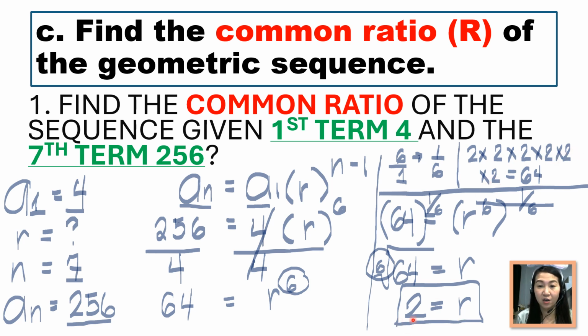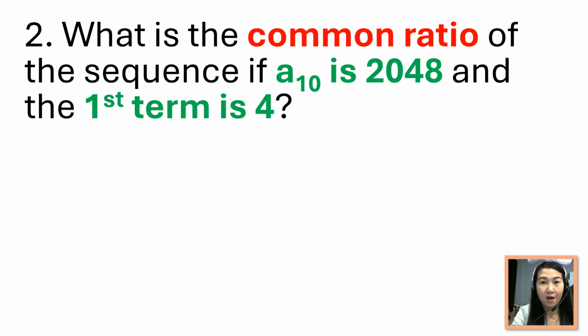Okay, so we have here 2 as the value of our common ratio. Okay, so let's now have finding the common ratio of our geometric sequence. In this problem, we need to find the common ratio of the sequence wherein our a sub 10 is 2048 and your first term is 4.